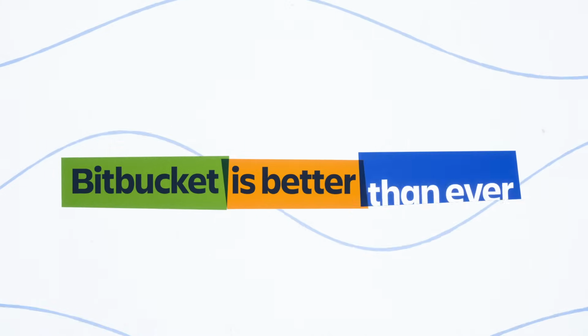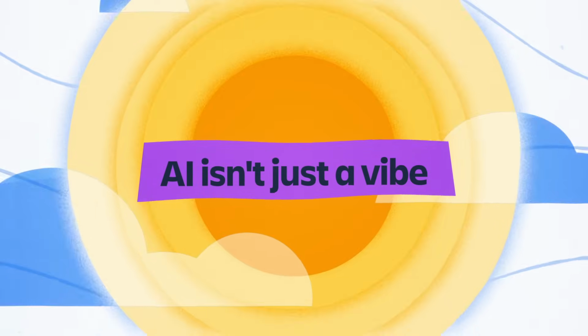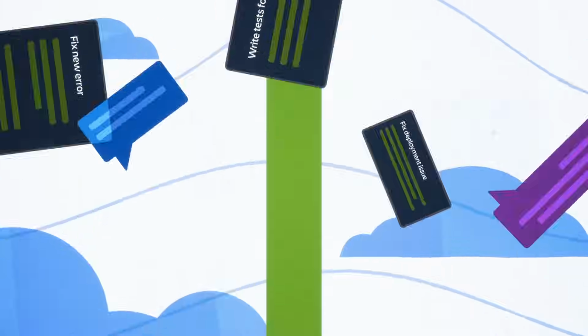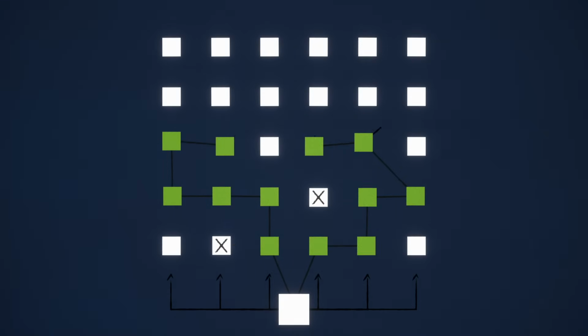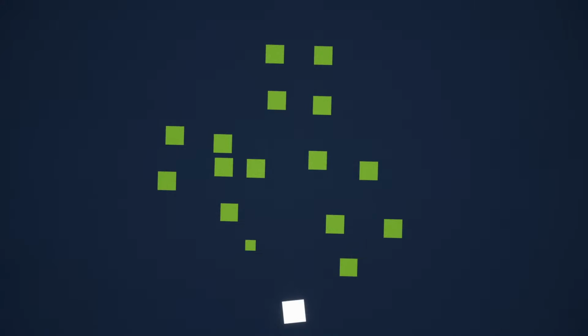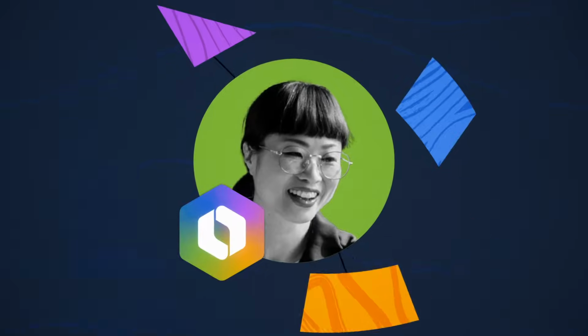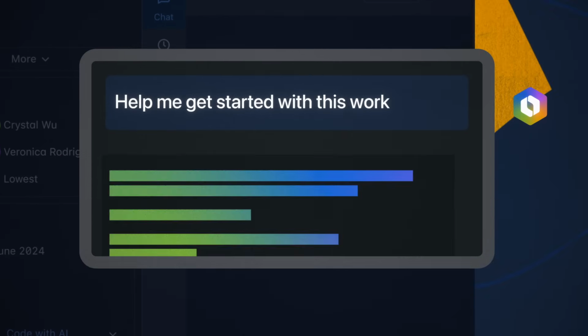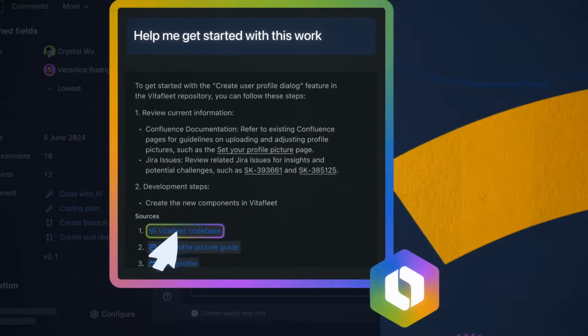Bitbucket is better than ever. With code and CI/CD on the same cloud platform as Jira, AI isn't just a vibe. It's how developers break through the friction in their daily workflows and focus on the work that matters, with features that actually improve developer experience.